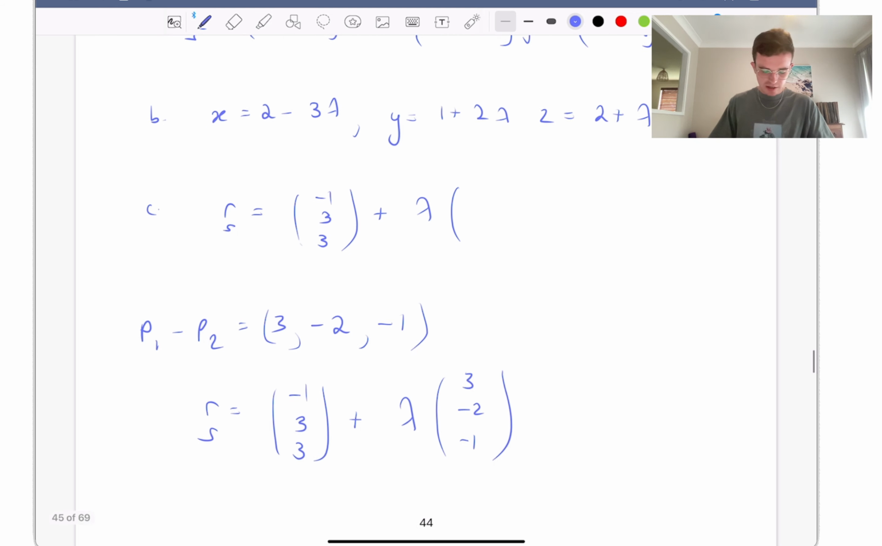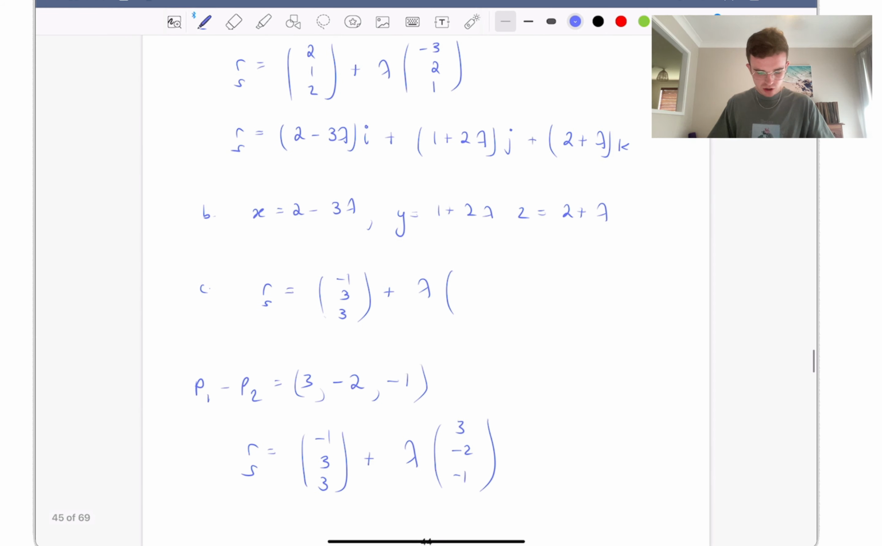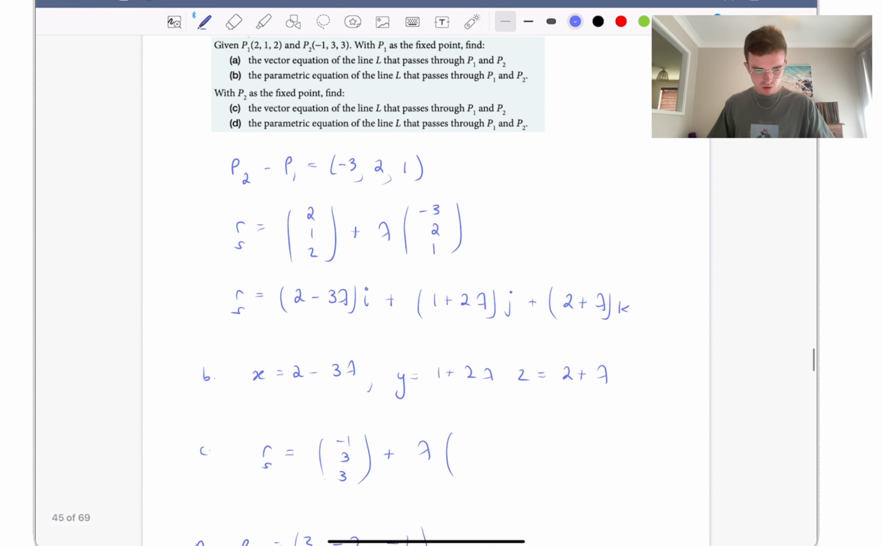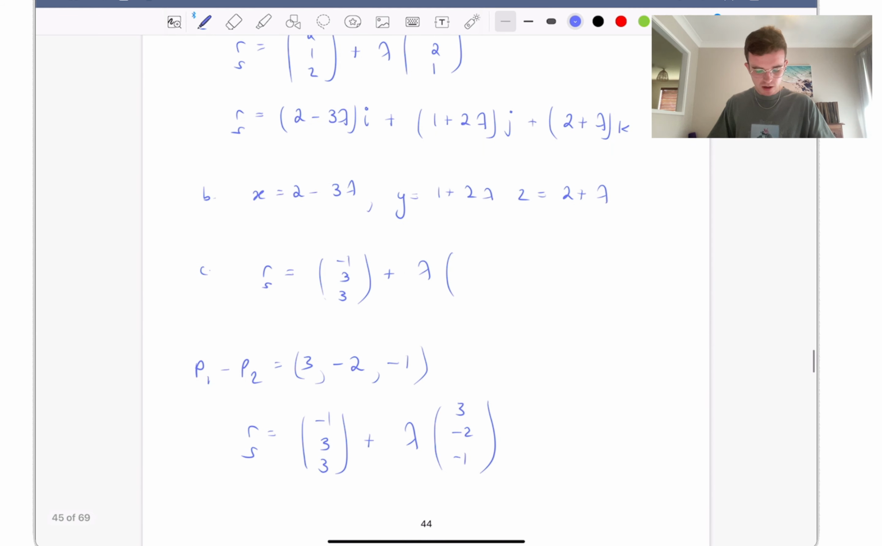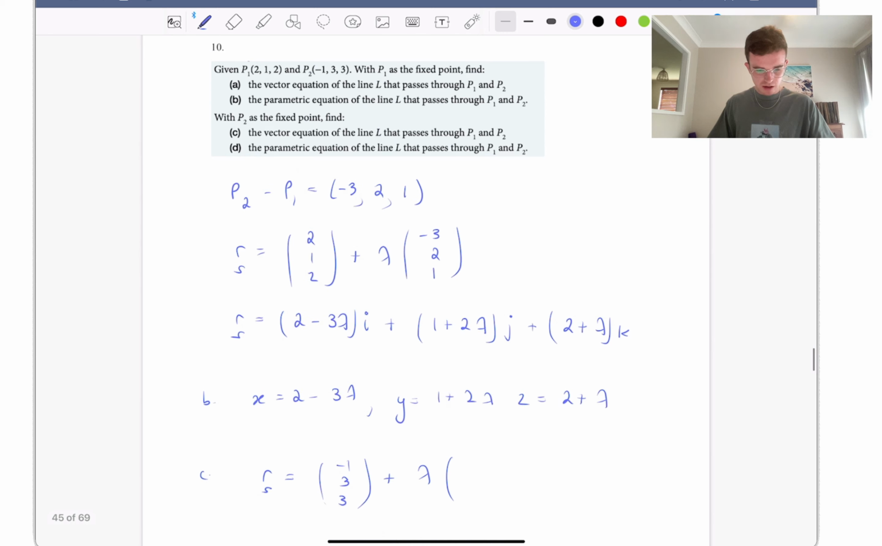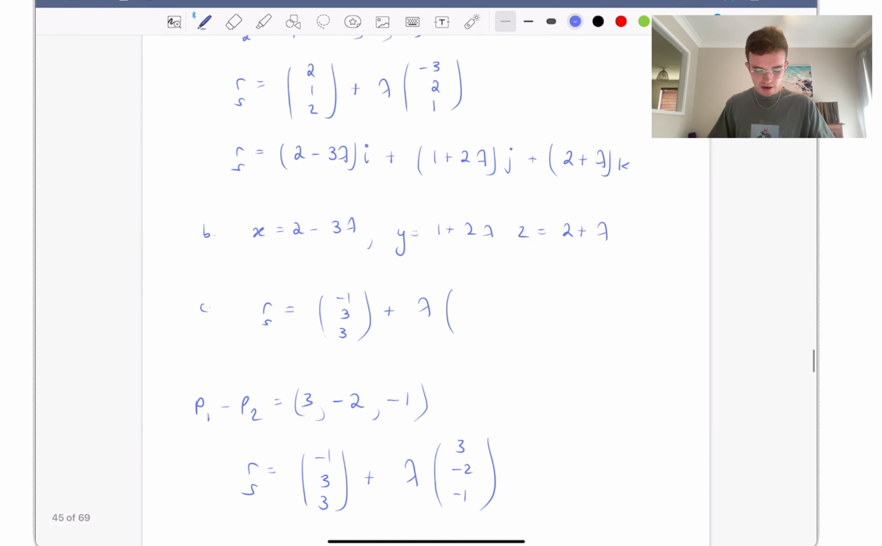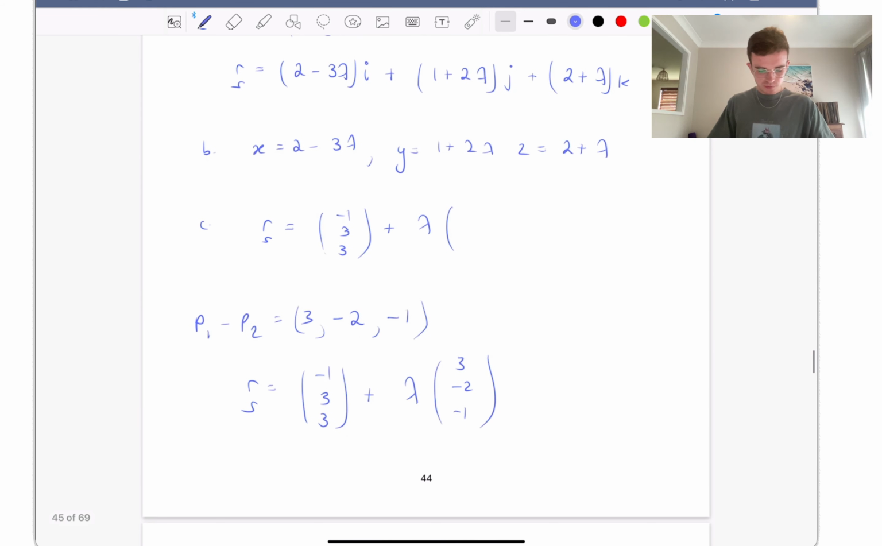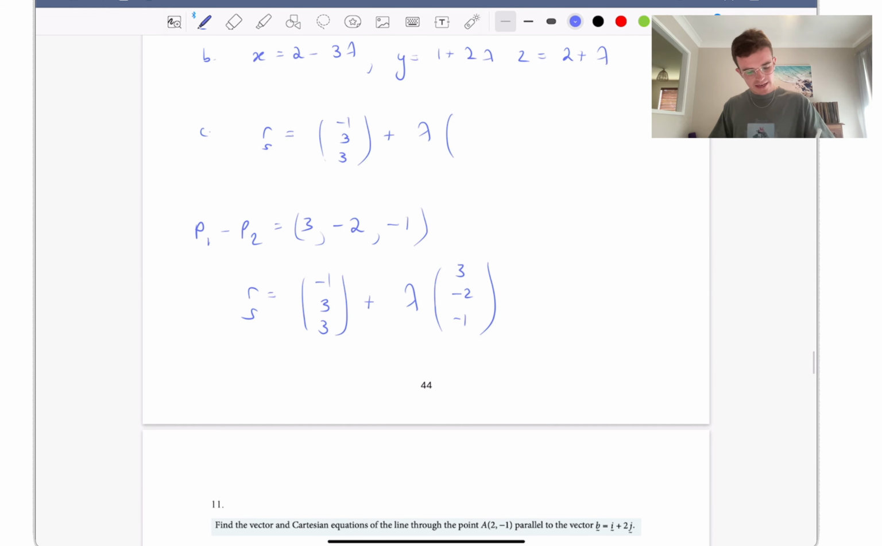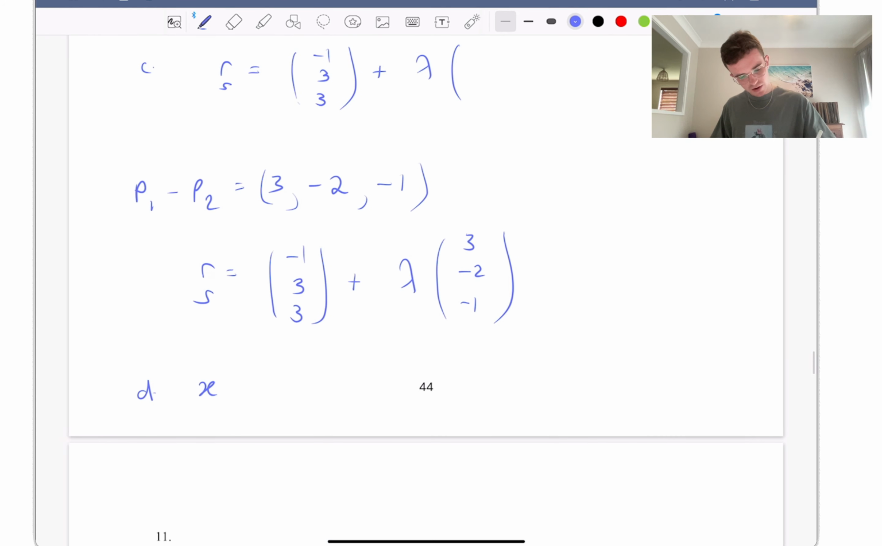Let's check if that works. If we start at P2 and set lambda to be 1, then minus 1 plus 3 is 2, 3 minus 2 is 1, and 3 minus 1 is 2. We do arrive at P1. Good, so that's my equation there. Part D, find the parametric equation. x is going to equal minus 1 plus 3 lambda, y is going to equal 3 minus 2 lambda, and z is going to be 3 minus lambda.